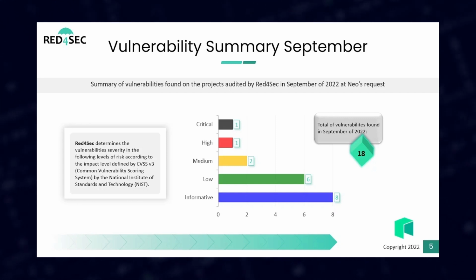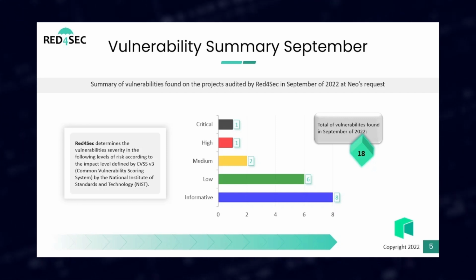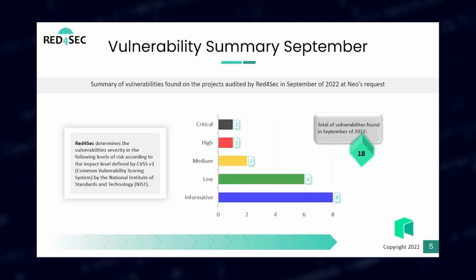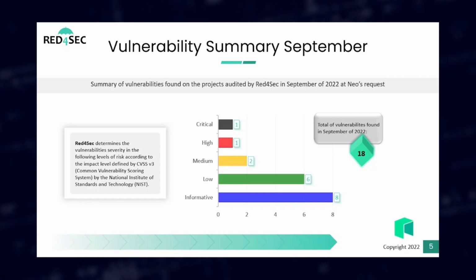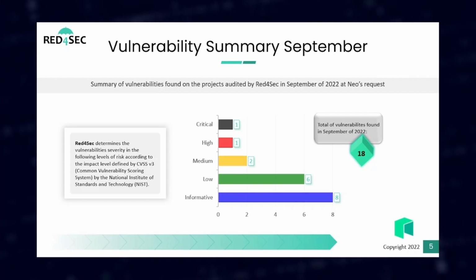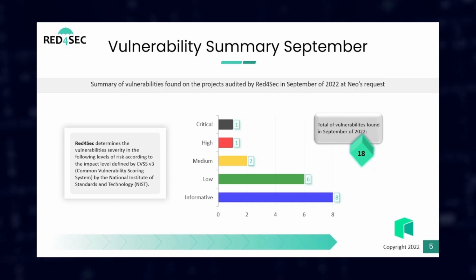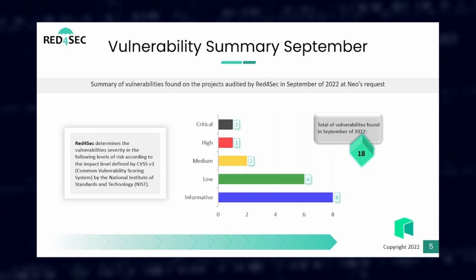Red4Sec determines the vulnerability severity in the levels of risk according to the impact level defined by CVSS. As you may see in the graph, during this audit, we found and reported 1 critical vulnerability, 1 high, 2 medium, 6 low, and 8 informative.